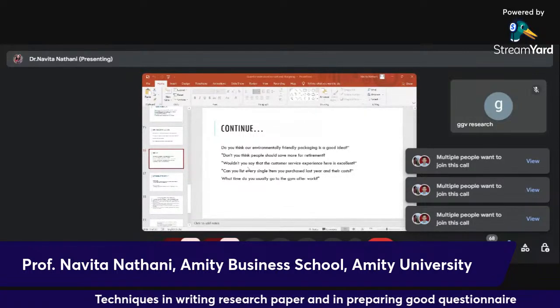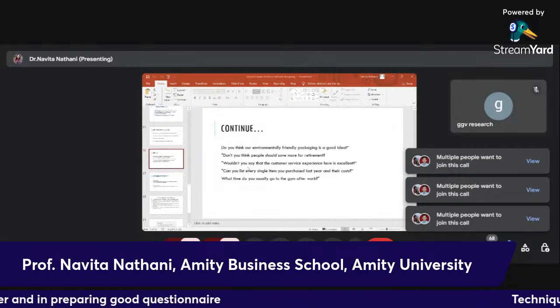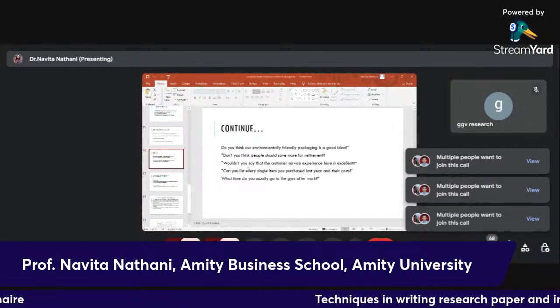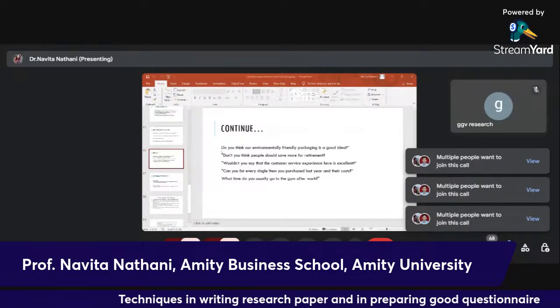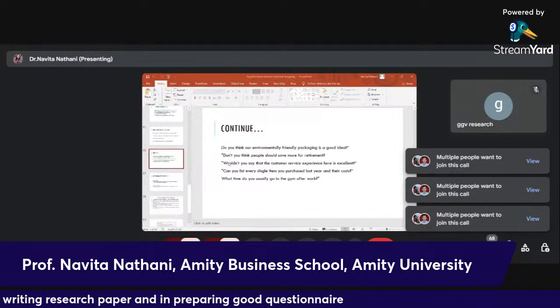We cannot ask them to save money. We are simply asking, what do you think about your retirement? What are your retirement plans? What is your opinion about your retirement plans? Khatam. So that means we are not leading anything towards it. So these can be the questions, and while writing them down, we should be very, very careful.